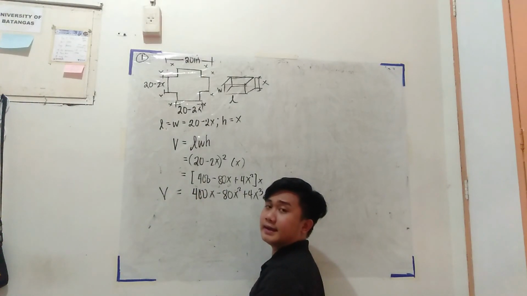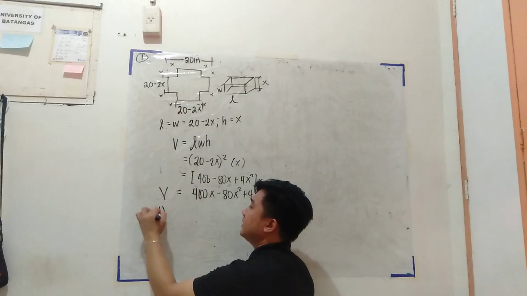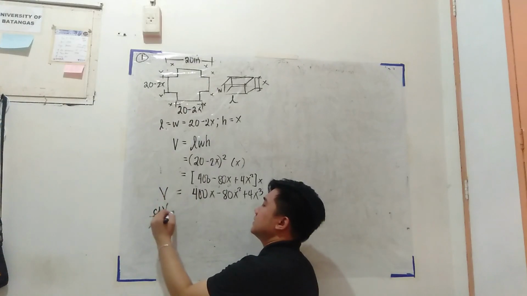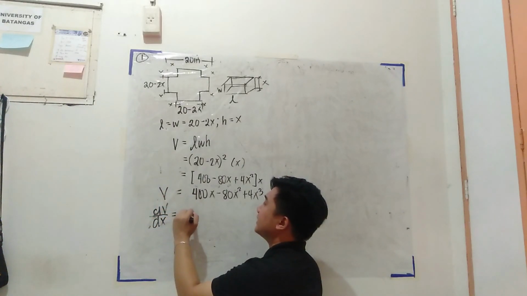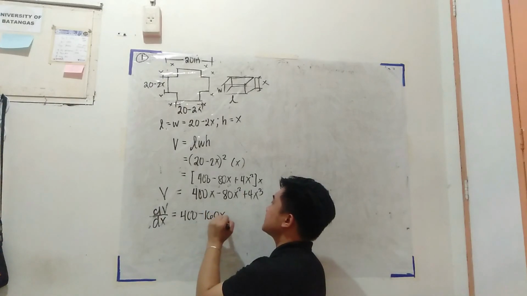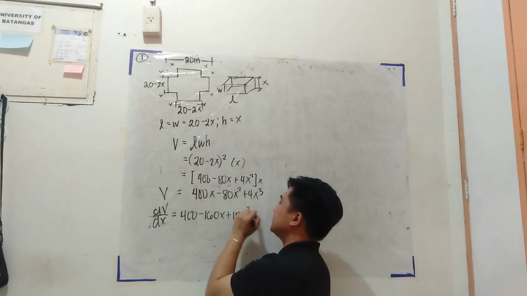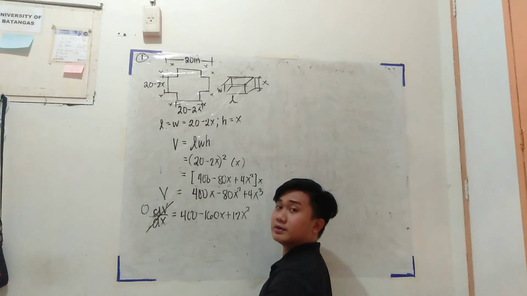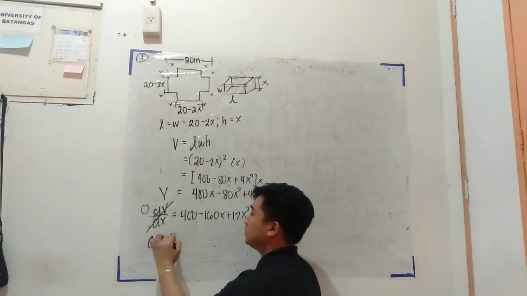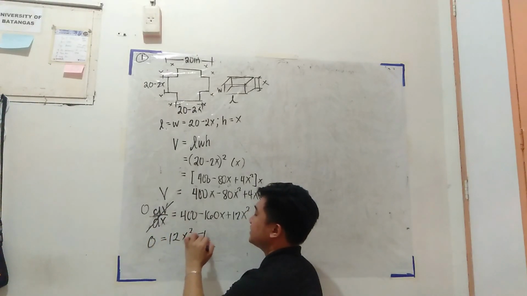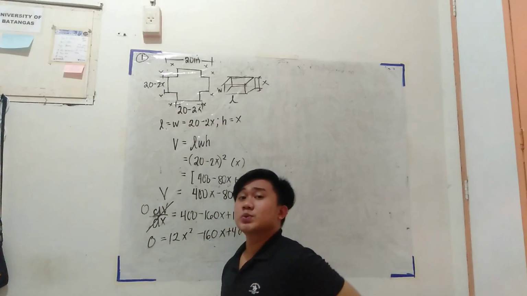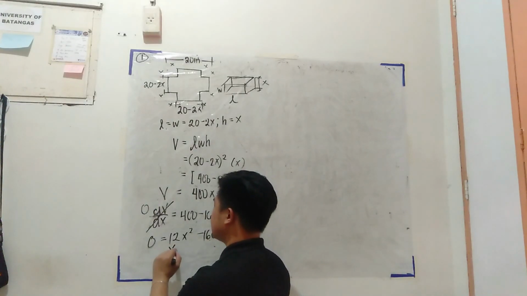Okay? And meron na tayong working equation, we could differentiate it now. So, to get dV over dx, that is equal to 400 minus 160x plus 12x squared. Okay? Second step, set dV/dx to 0. So 0 is equal to 12x squared minus 160x plus 400. And since our equation is quadratic, we have two possible answers.